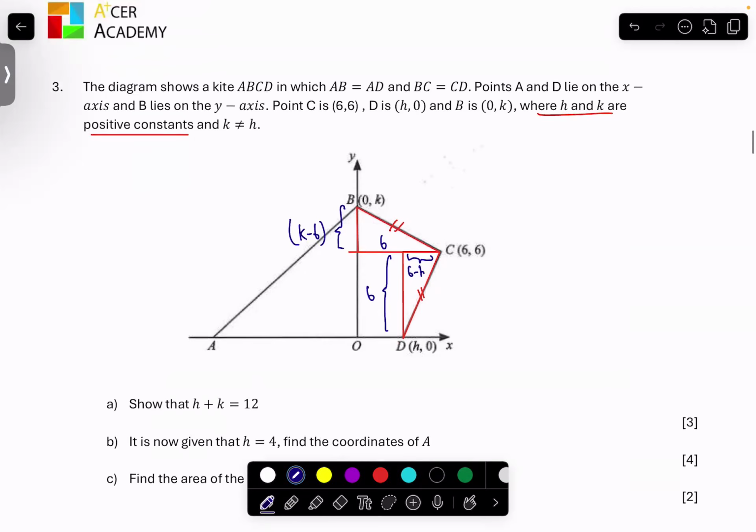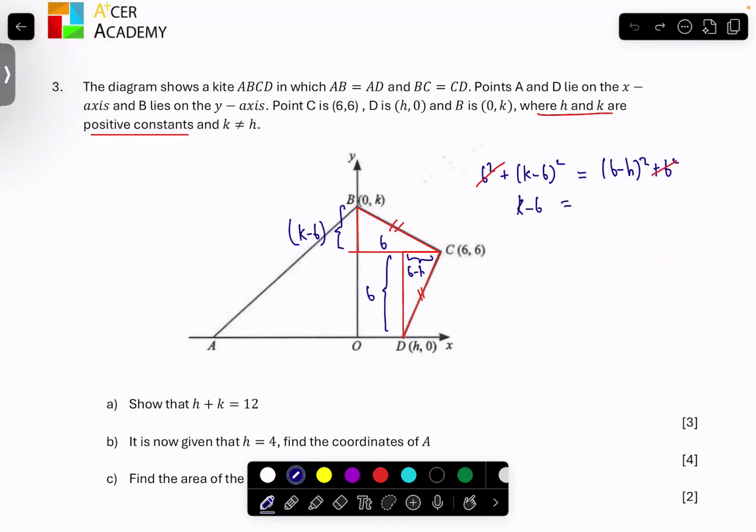Let's set up the lines in terms of Pythagoras' theorem. We can say that a squared plus b squared is equal to BC squared, so it must also be equal to (6 minus h) squared plus 6 squared, because the distances of the lines are equal. So we can take away the 6 squared on both sides, and then take the square roots on both sides, and we say that k minus 6 must be equal to 6 minus h.